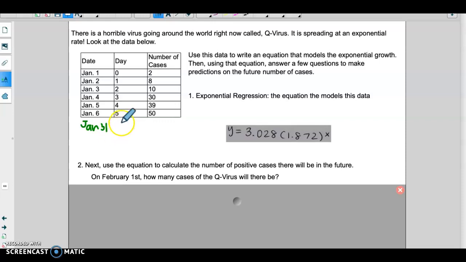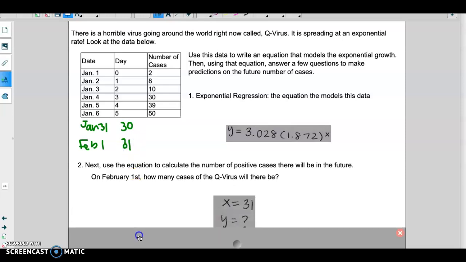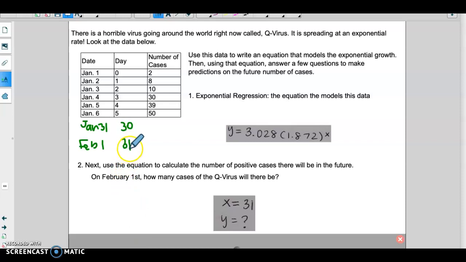There will be, that'll be the 30th day. Okay, so on January 31st, if I continue this and count all the way down, that'll be on day 30. So February 1st, my next day, that's the next one, right? February 1st, that'll be day 31. Okay, so that's why I can say when my X is 31, how many cases are there going to be?